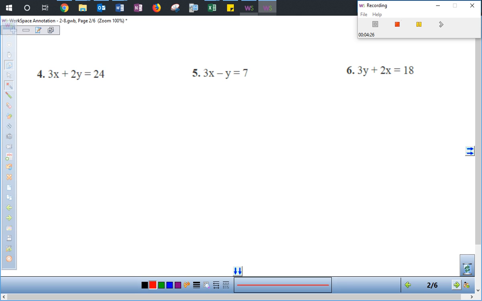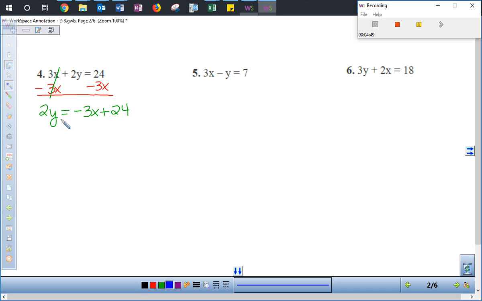Next, on number 4, again we want to solve for y, so I'm going to subtract 3x from each side, and the 3x's will cancel out, leaving me with a 2y on my left side. And on this side, the x term goes first, so negative 3x plus 24.